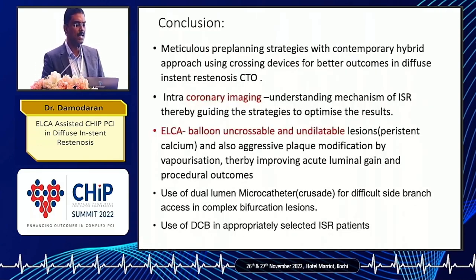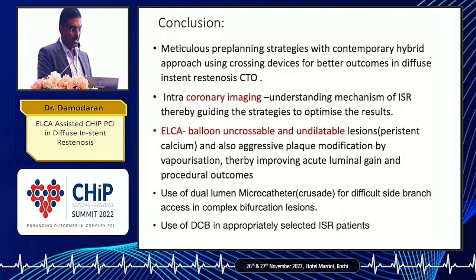The conclusion is, in any diffuse in-stent restenosis, we can't stick to one tool. Obviously, there are 3 things we need to understand. One is imaging guidance. That is very, very important to understand the mechanism of ISR. Number 2 is the atherectomy, proper debulking with the device before putting a restent or doing a DCB. So proper atherectomy or atheroablation only will increase the acute luminal gain. And we have to again check it with imaging. And ELCA here is useful not only as a balloon uncrossable or undilatable device, it also vaporizes the tissue inside so that the acute luminal gain is increased, which obviously translates into less late restenosis.